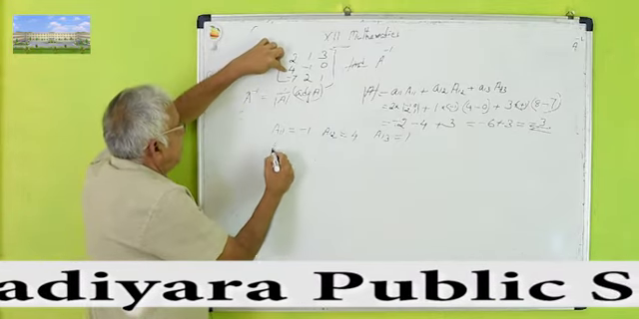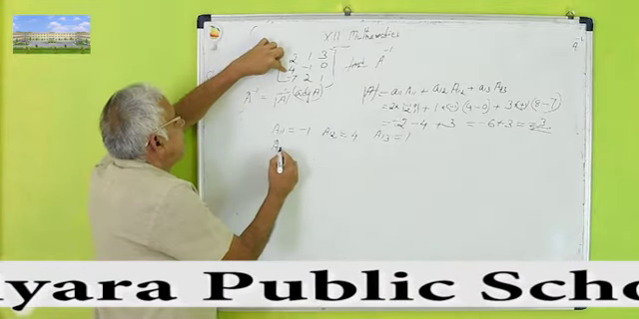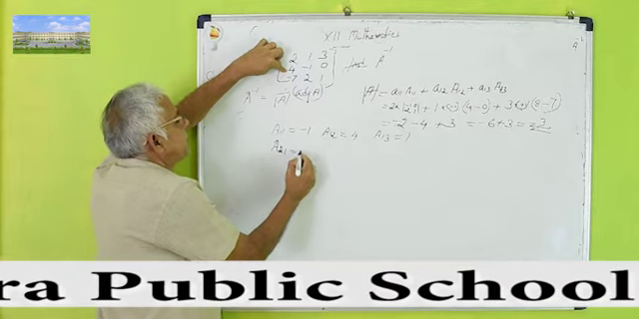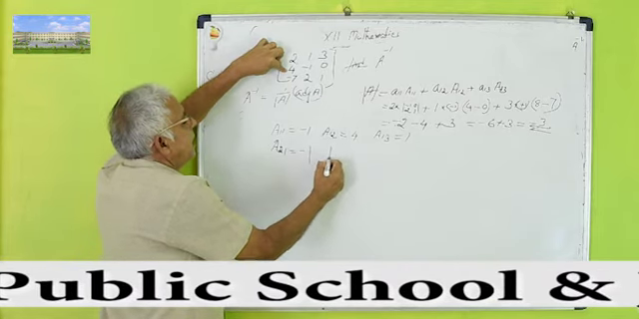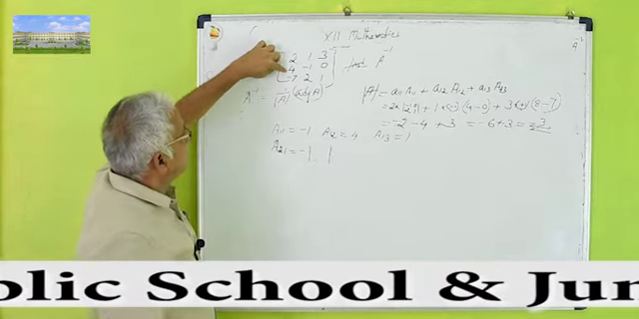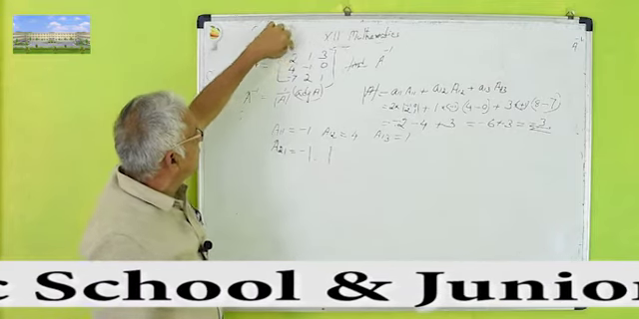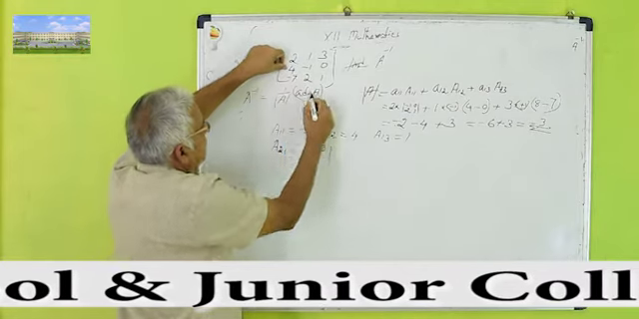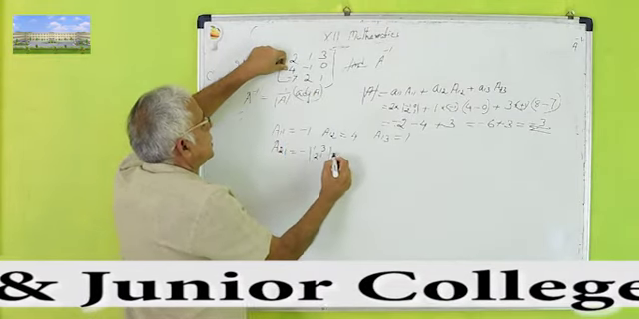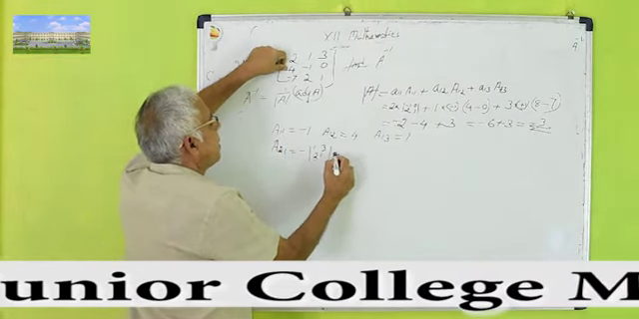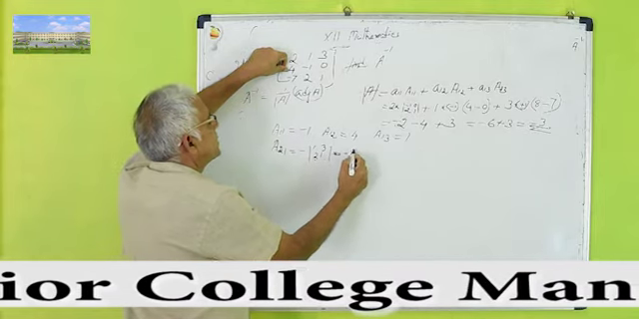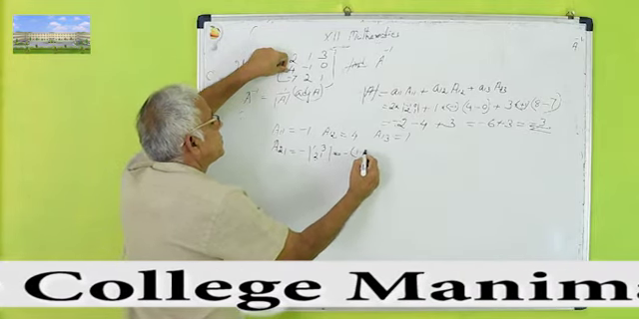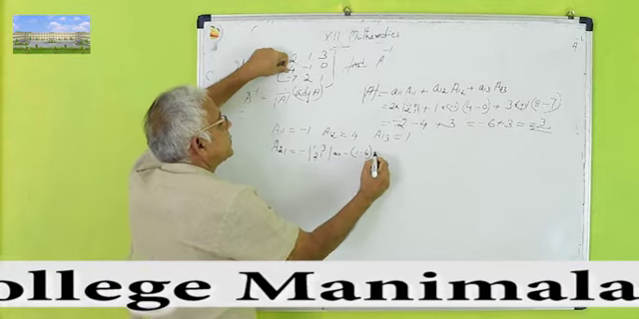Similarly, find A21. A21 is negative into the minor of the element 4. Delete the second row and first column, we get 1, 3; 2, 1, which is equal to 1 minus 1 into 1, 1 minus 6 is equal to minus 5, plus 5.